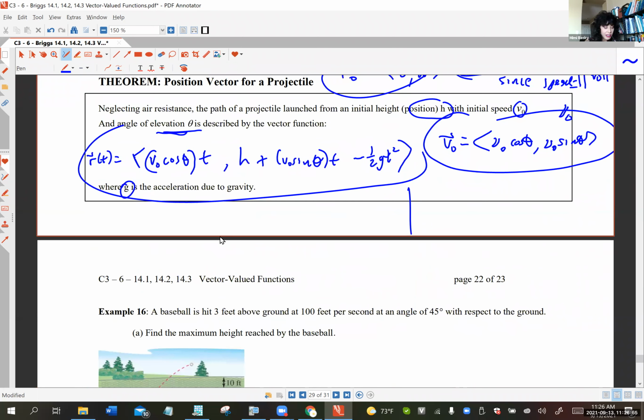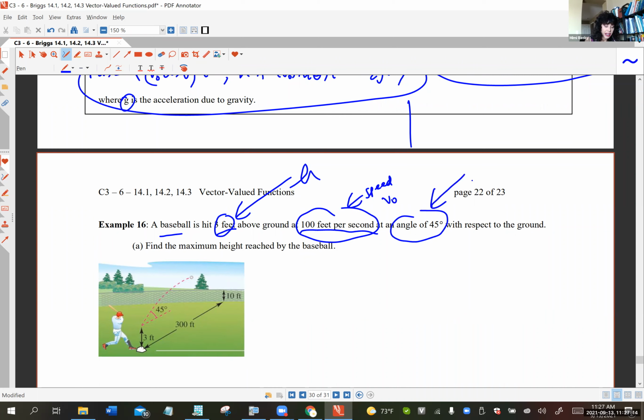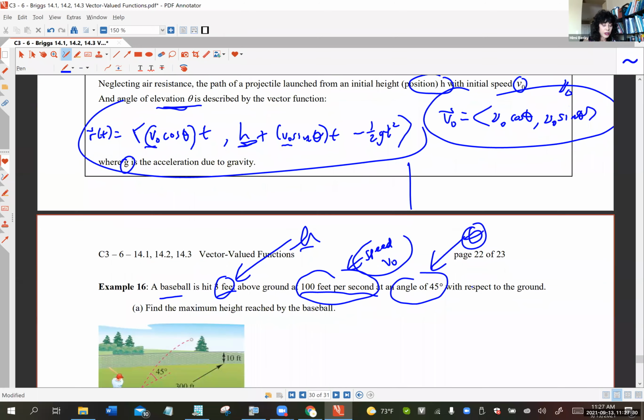So using that knowledge, let's have our projectile be a baseball. And let's say it's hit 3 feet above ground. Folks, there's your h. Boom, they just gave it to you. 3 feet. 100 feet per second, that's your speed. That is your v naught. At an angle of 45 degrees with respect to the ground. That's your theta. So they gave you your h, which we need when we stick it into this position vector. They gave us the speed because it uses the v naught a couple times. And since we have a cos theta and a sine theta, thankfully they gave me the theta. Now what they didn't give me is my g.